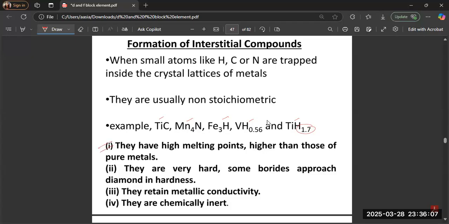They are very hard. Some borides approach diamond in hardness, and some even beat the hardness of diamond. We know that diamond is very hard in nature. They retain metallic conductivity and they are chemically inert.